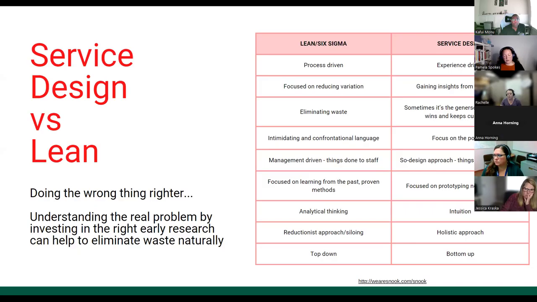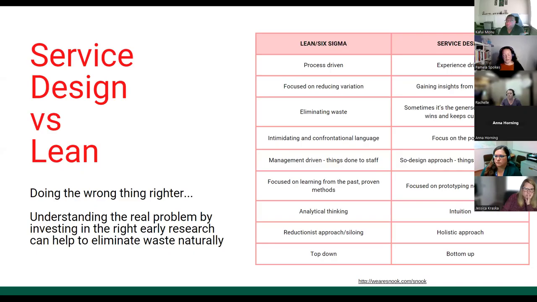And then they're talking about this reductionist approach, this siloing, this whittling down to this part of this service is a problem, so we need to fix this. Whereas in service design, you're looking at it from end to end, where are we seeing that the satisfaction is dropping down? And then trying to figure out what it is in particular there and trying to make it all work together better.